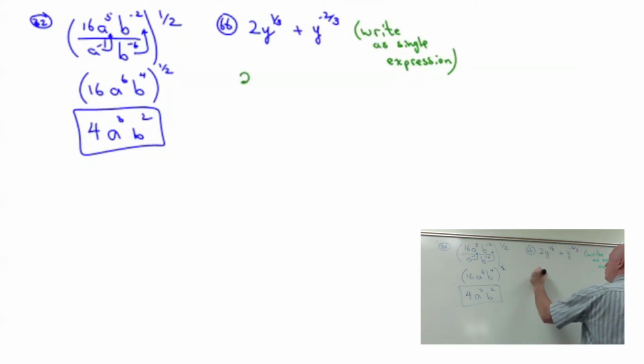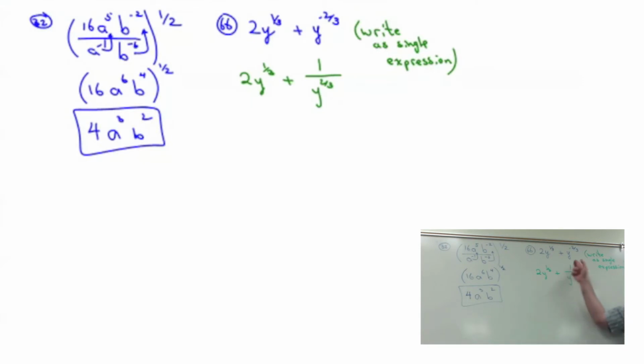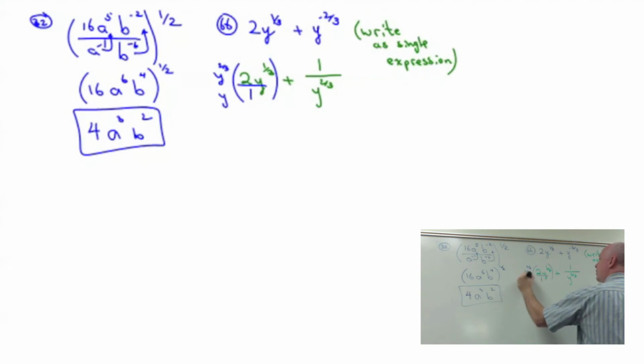So this becomes 2y to the 1/3 plus 1 over y to the 2/3. Okay. Now how do I force this thing to be one expression? What do I need? It's the same thing as 5 plus 1/3. Or get a what? LCD. Common denominator. So if I get a common denominator, I need a denominator over here, so I'll put a 1 under it. What do I multiply top and bottom by? Y to the 2/3. Multiply this by y to the 2/3 in the top, and y to the 2/3 in the bottom.